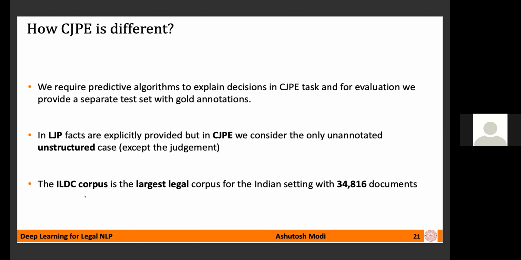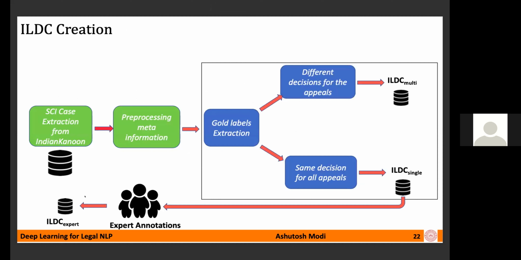Also, the ILDC corpus for the task of CJP is the largest legal corpus for the Indian setting, containing around 34,000 judgment documents. So let me talk about how we created the ILDC corpus. Here you can see the pipeline for the ILDC dataset.